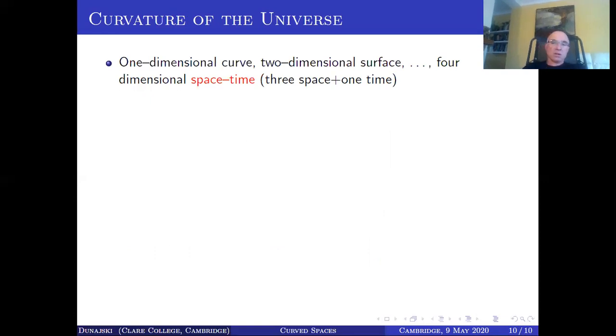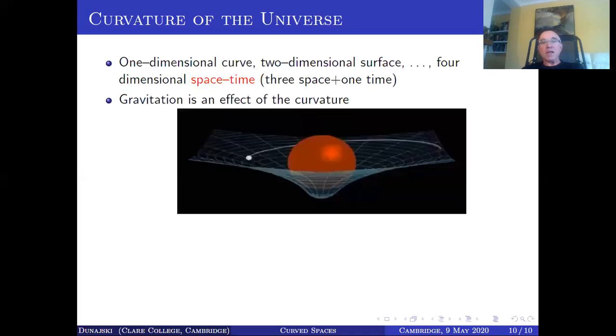From what we learn in Einstein's theory of gravitation, we should think of our universe as a 4-dimensional space. We call them manifolds. And this one will be called space-time, and consists of 3 space and 1 time dimensions. And it's also curved. Now, the message from Einstein's theory is that the gravitation we perceive is in fact an effect of the curvature of space-time.